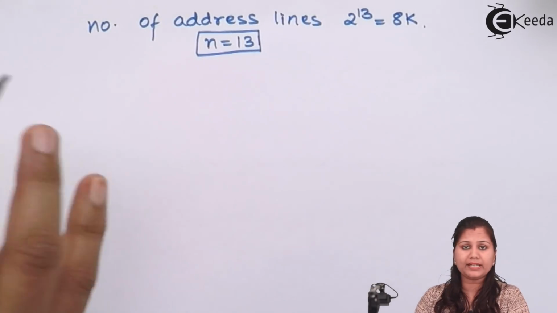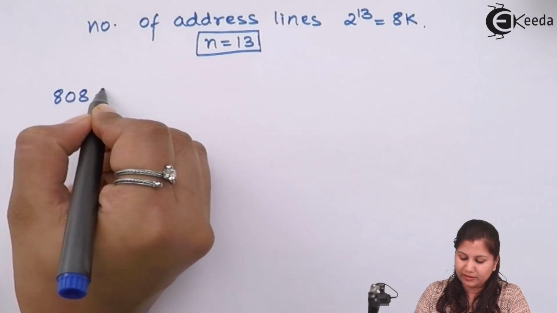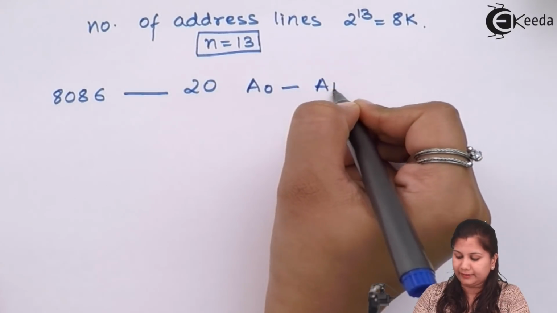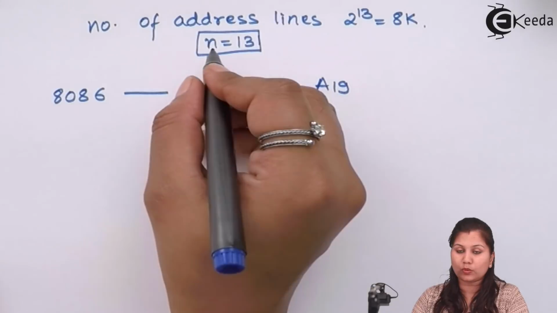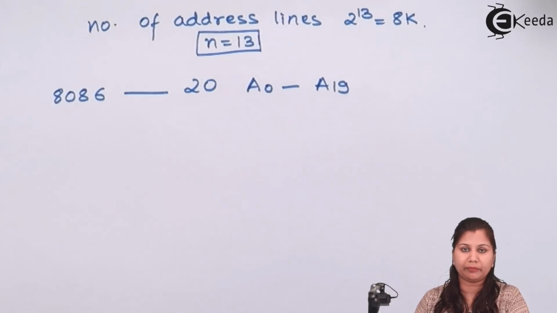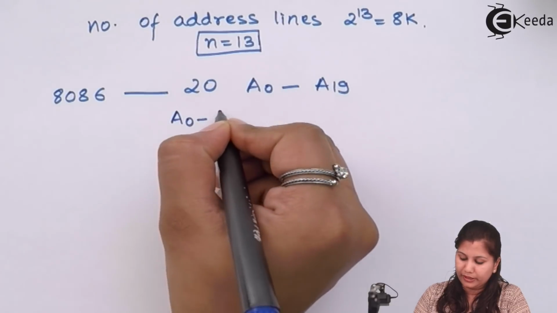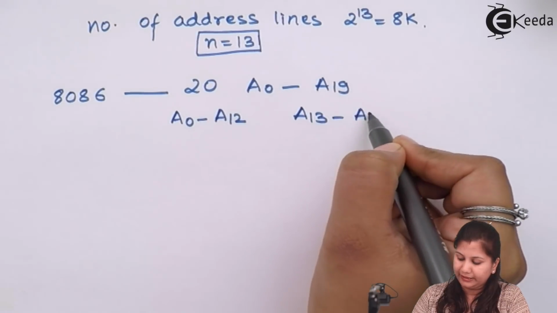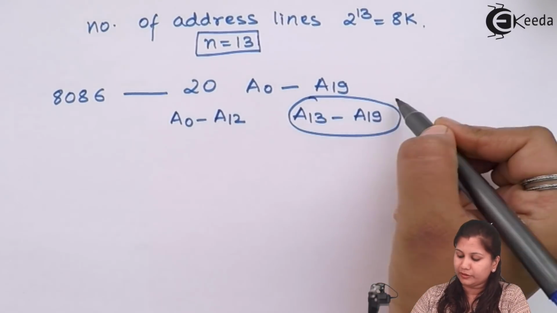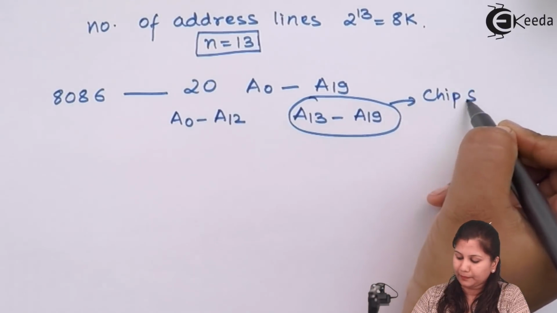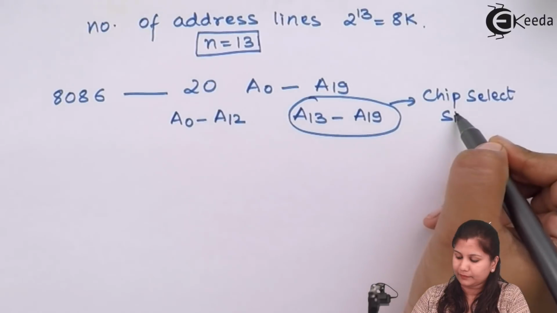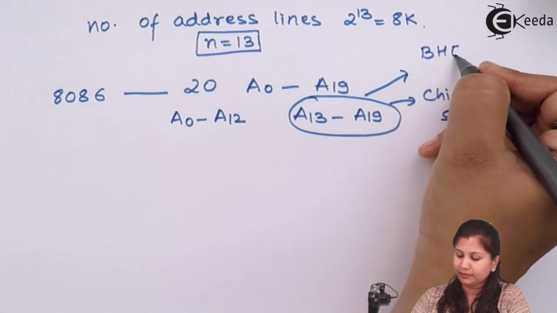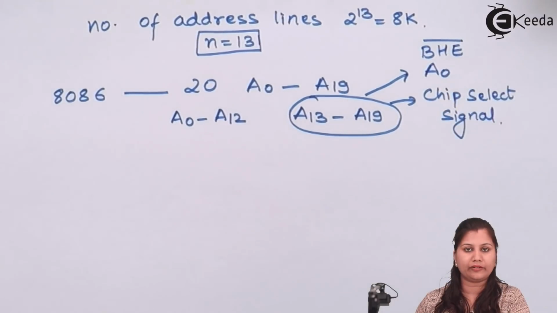Now 8086 microprocessor has 20 address lines from A0 to A19. Out of these 20 address lines, only 13 are required to address the memory chip, that is from A0 to A12. The remaining address lines from A13 to A19 will be used to form the chip select signal, along with the bus high enable signal BHE and the A0 address line.